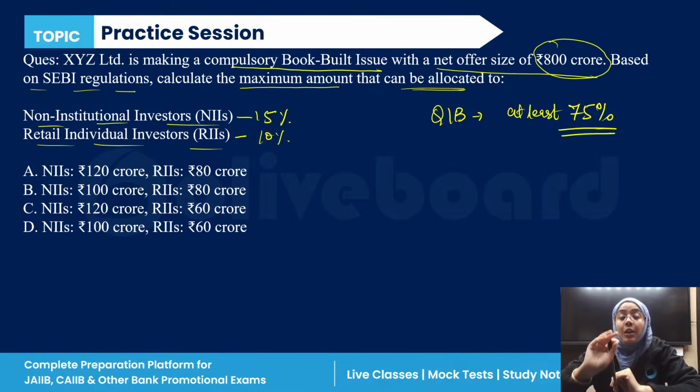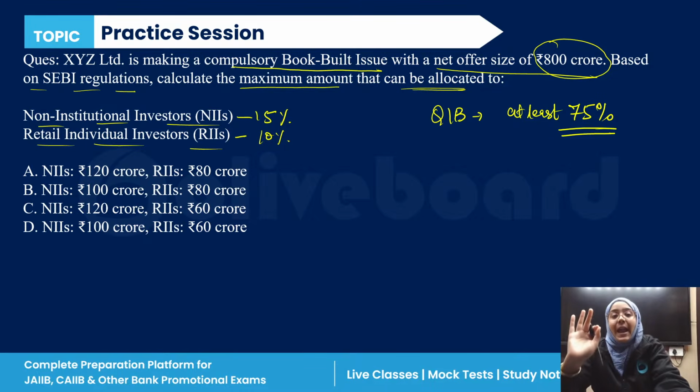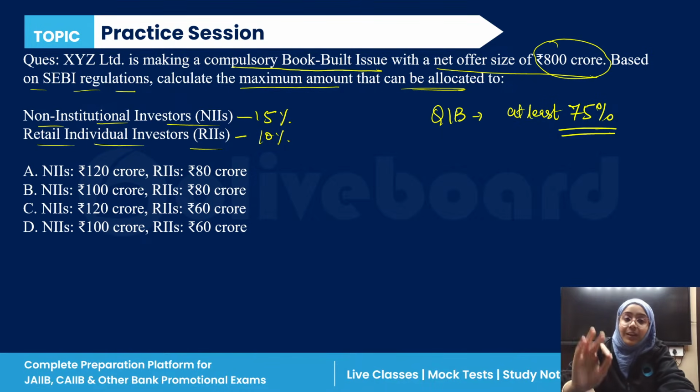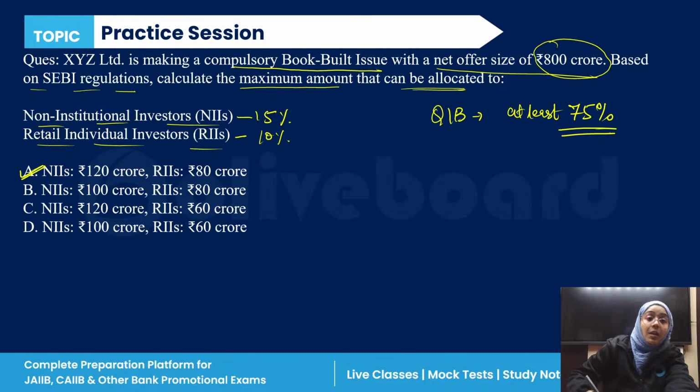Now here, the question is just asking about NIIs and RIIs. The percentages I have written, now you just have to answer, everyone. So the correct answer is what? Obviously, Kapil and Ravi. So the correct answer is A. Non-institutional investor, 15% of 800 crore, it is 120, right? And for the retail individual investor, it is 10% of that, that is 80. Okay, so the correct answer is A.